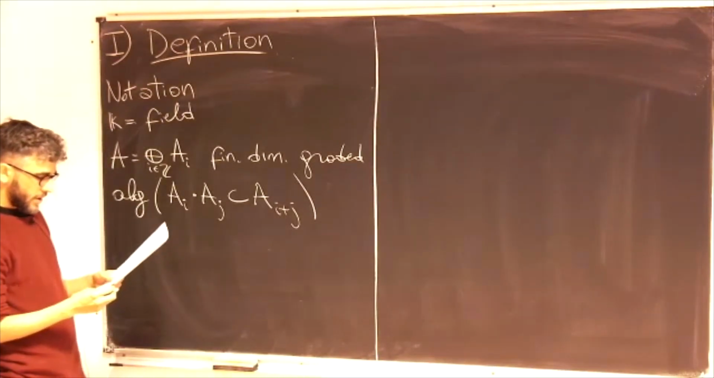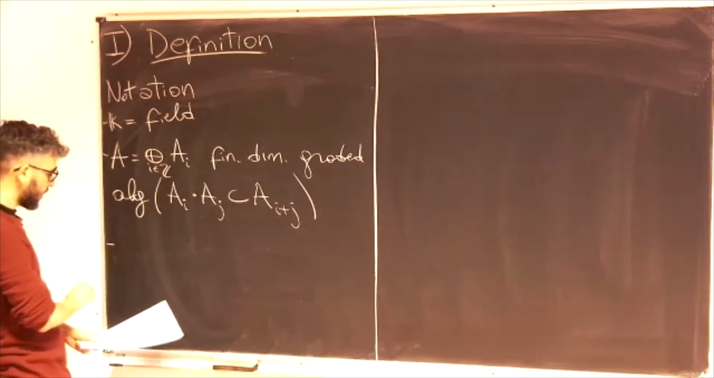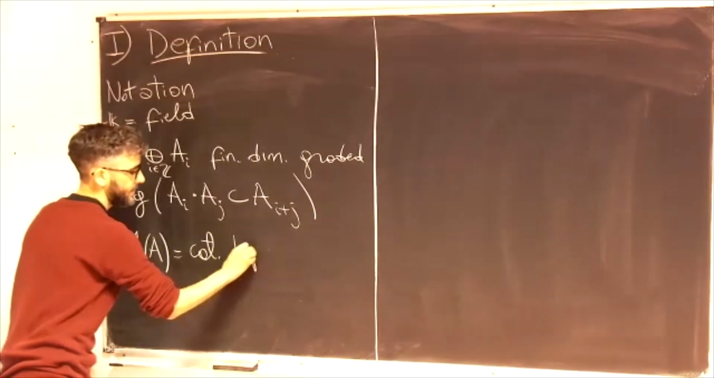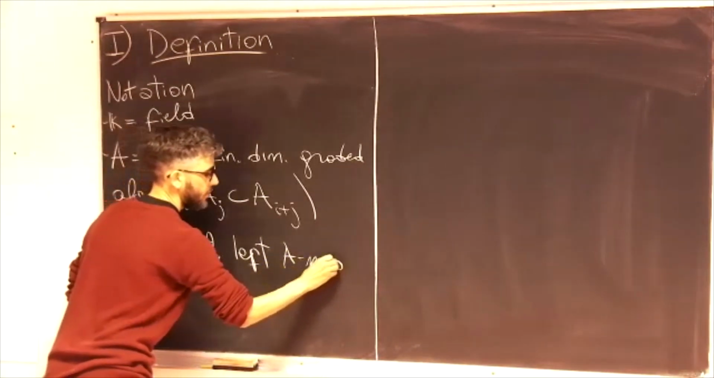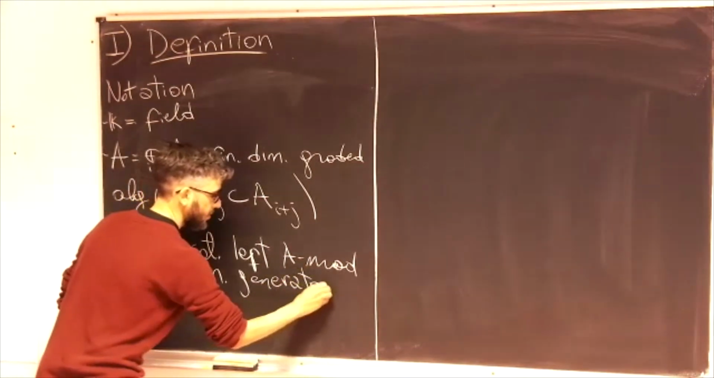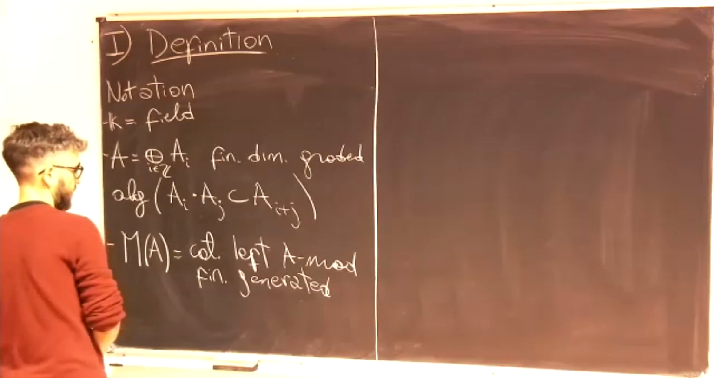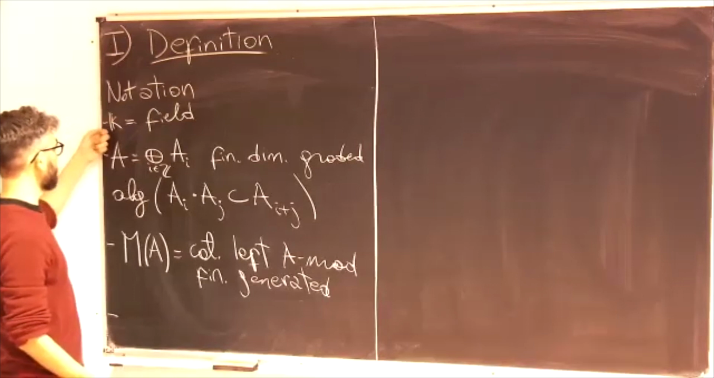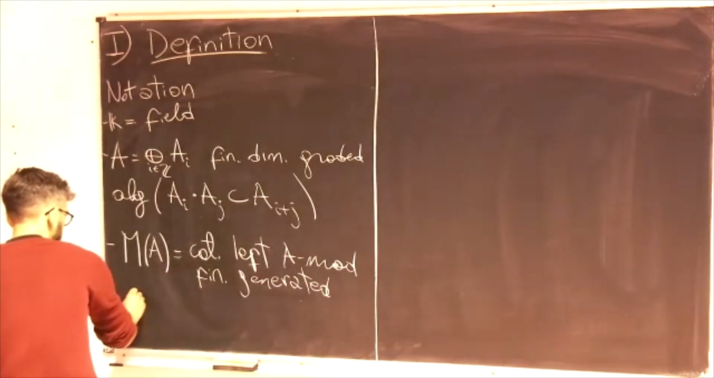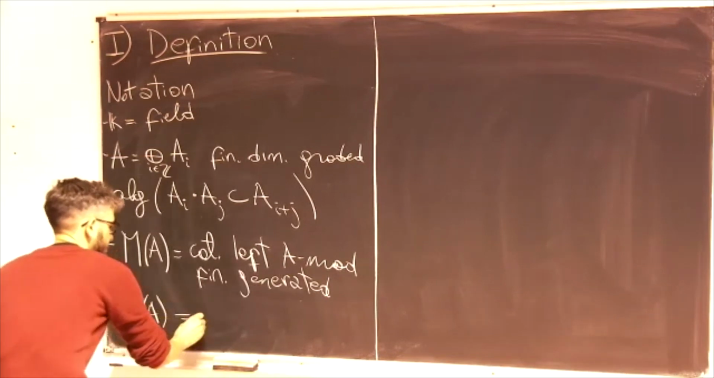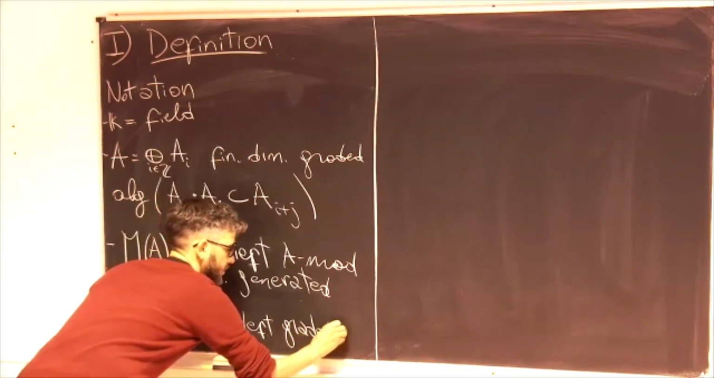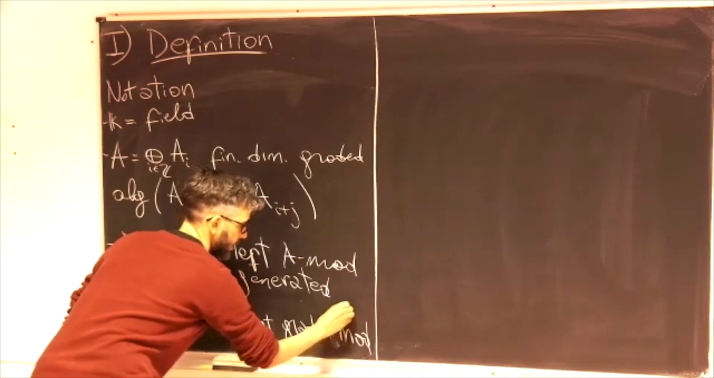And M, I will denote M(A), the category of finitely generated left A-modules. As I am assuming that K is a field, this is the same as saying that they are finite dimensional. And G(A) will be the category of graded A-modules.